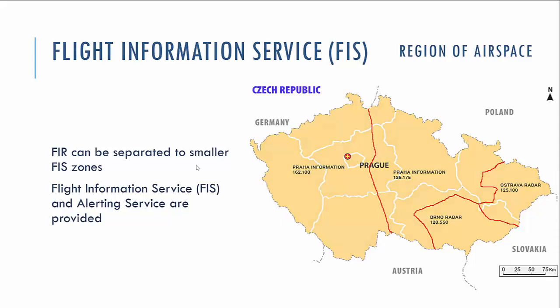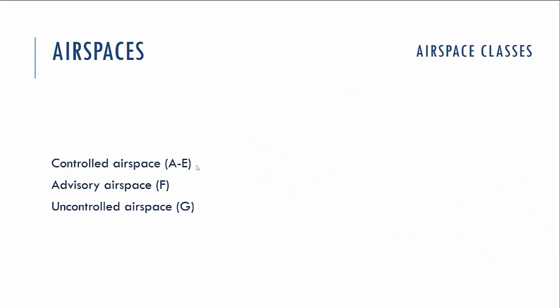So now let's move to the airspace classes. We have three kinds of airspace classes: the controlled airspaces from A to E, an advisory airspace, F, and uncontrolled airspace, G.